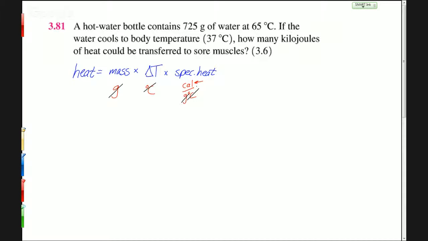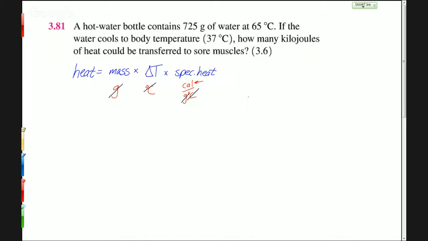We can always convert it to joules later if we can look up a conversion factor. In this case, we will, because this question is asking us for kilojoules of heat. So if we get the answer in calories, we'll have to then convert it to kilojoules. All right, so that said, how do we plug these things in there?